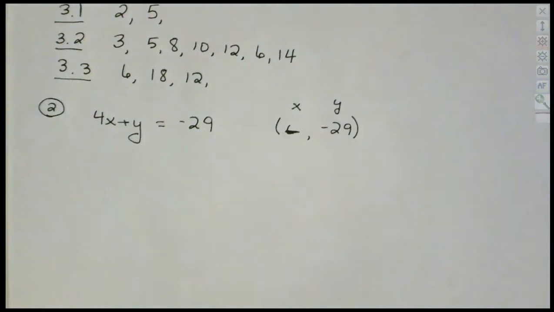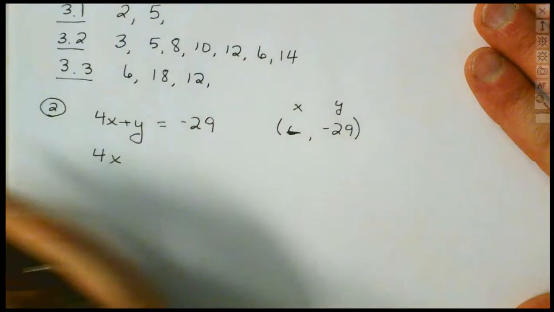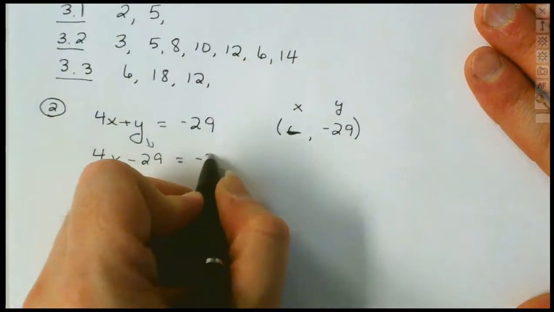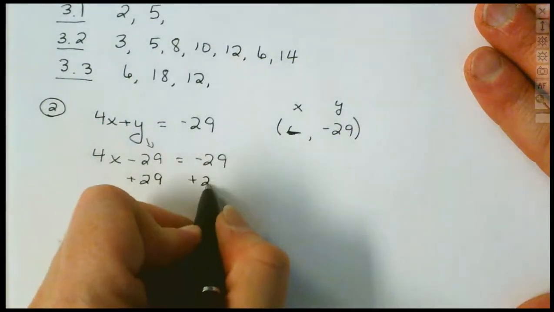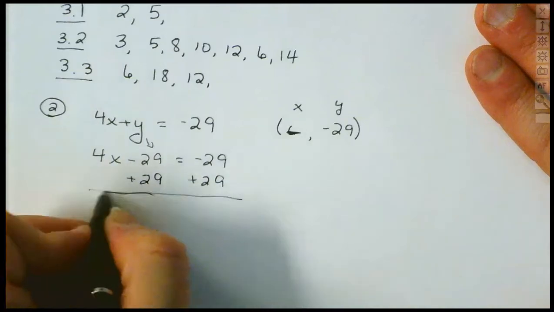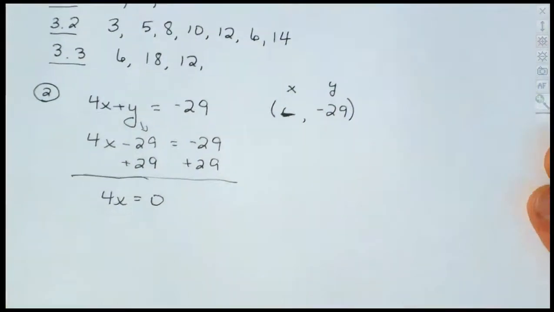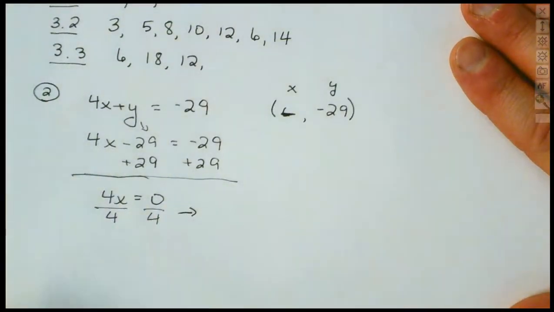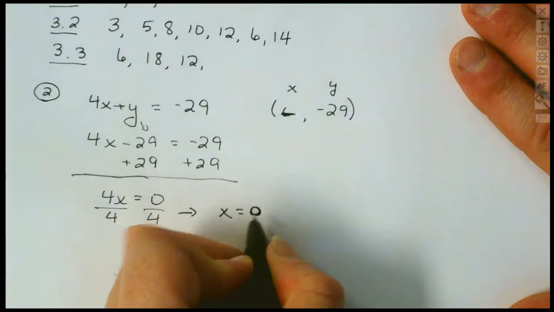So in this case, we have that y is negative 29. So I'm going to plug that in. So 4x, y is negative 29, so that gets plugged in there. And that equals negative 29. We're going to move our 29 over with addition. And now we get 4x equals 0. Okay. And how do we finish out this one? We divide by our 4. And 0 divided by any number is still 0. So 0 divided by 4 is still 0.